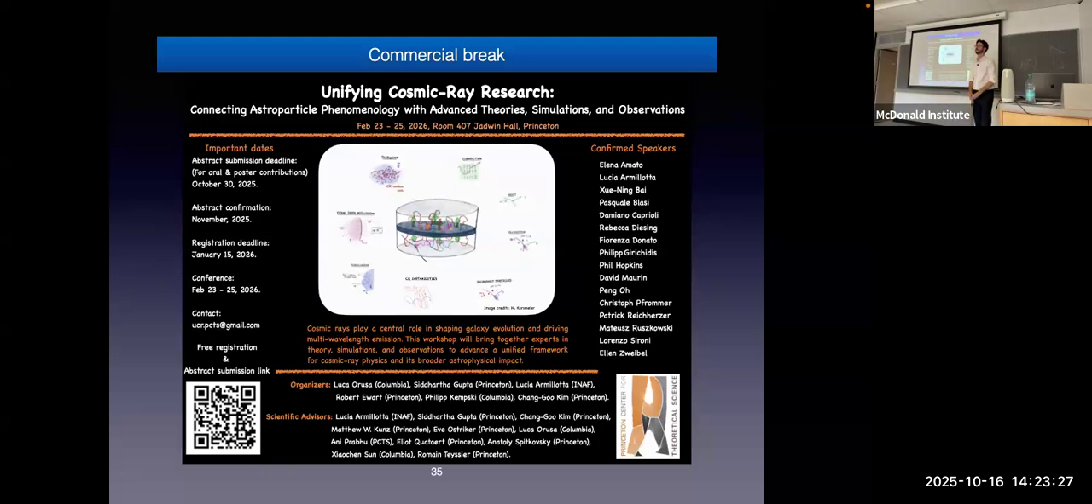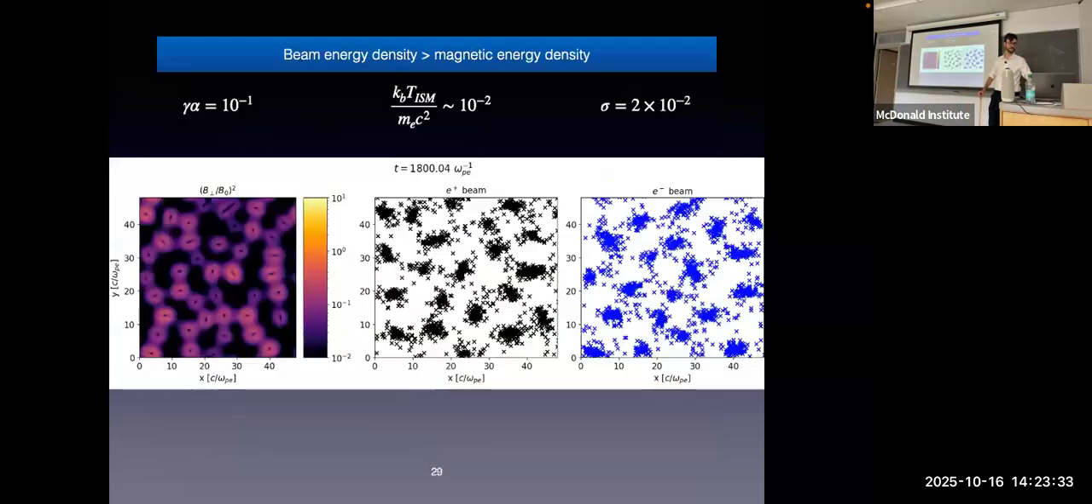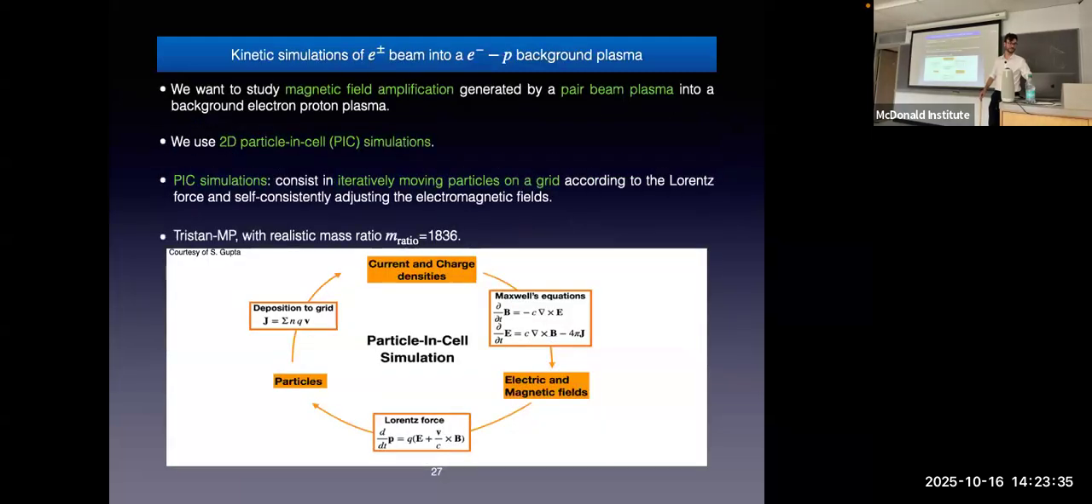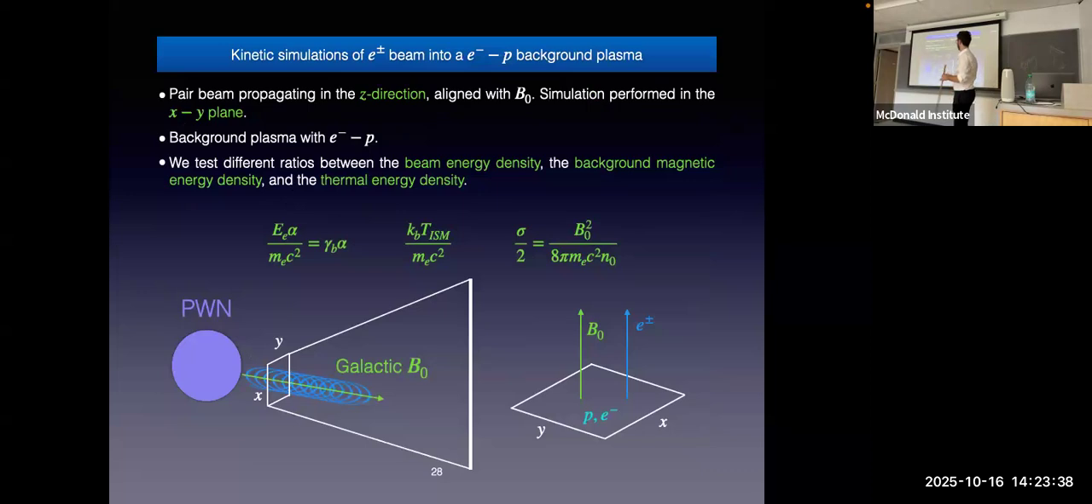Could you say more about the magnetic field simulation? What is the size of the box? Yes. Of course, I passed over this part a little bit. Basically, the parameters of my simulation are three: the energy density of the beam that I put in, which is my electron and positron beam from the pulsar, and the thermal and background energy of my background plasma, basically the interstellar medium.